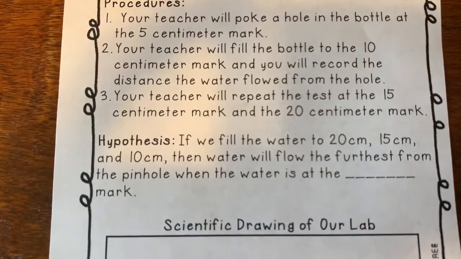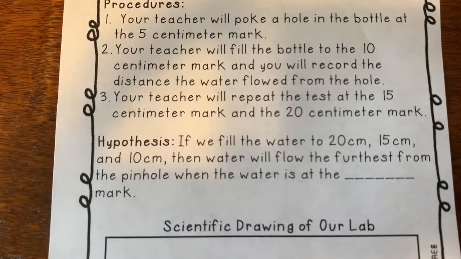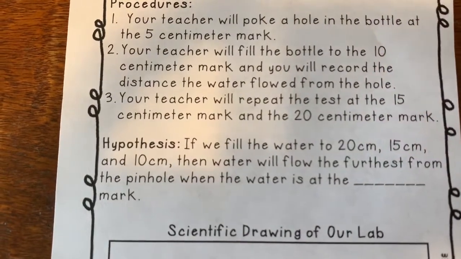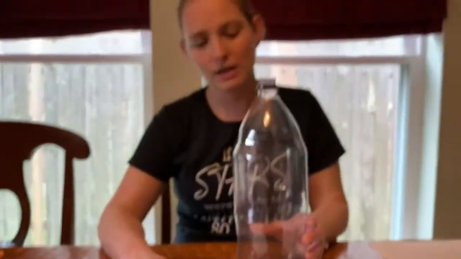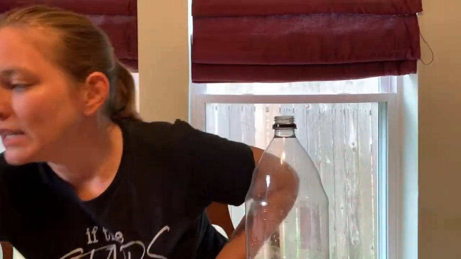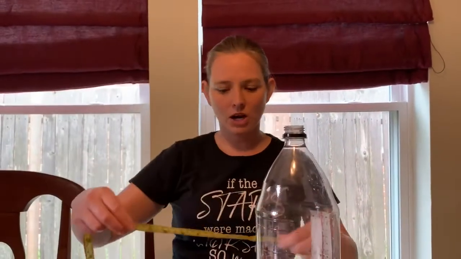I feel like this might be a little confusing without seeing it. So I'm going to get it all set up, and then we will do our hypothesis, and then we will actually do the experiment part, okay? So this is what we're going to fill, and we need to make some marks, right? Because it talks about different marks.